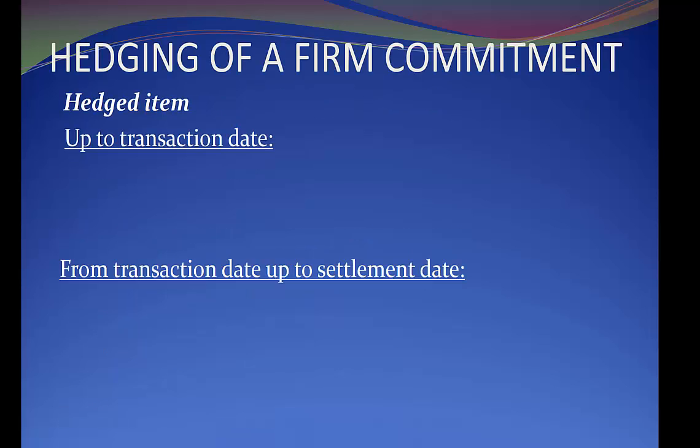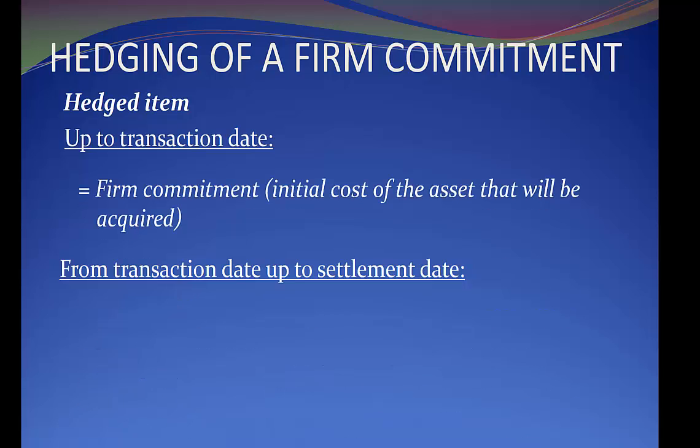Hedging of a firm commitment. So when you have your hedged item up to transaction date, that will be your firm commitment portion. Why? Because you've signed the contract to purchase this inventory or asset or what it may be, and now you want to hedge this commitment that you've made, so that the price or the exchange rate does not increase what you're going to pay for this. So from the date of your order, 30 June, until the date of your transaction, you are hedging this firm commitment.